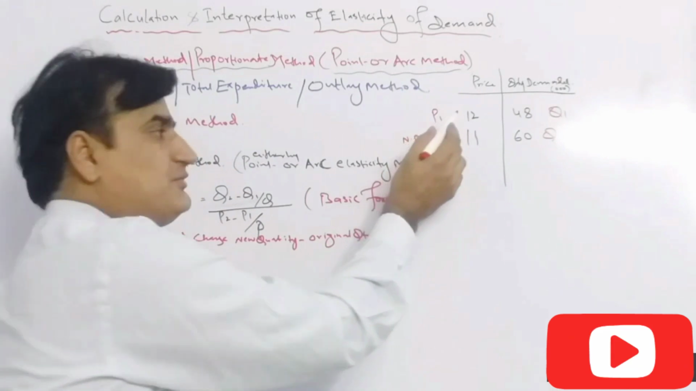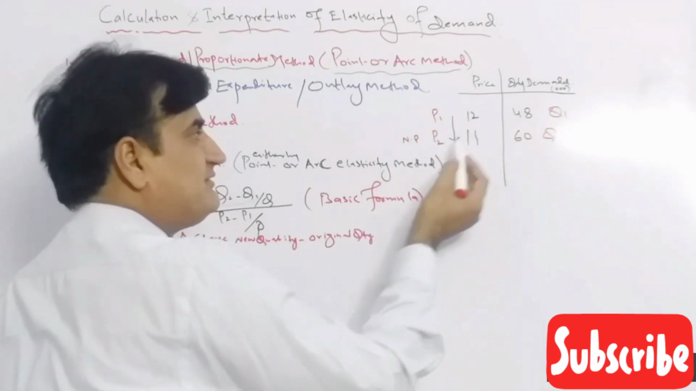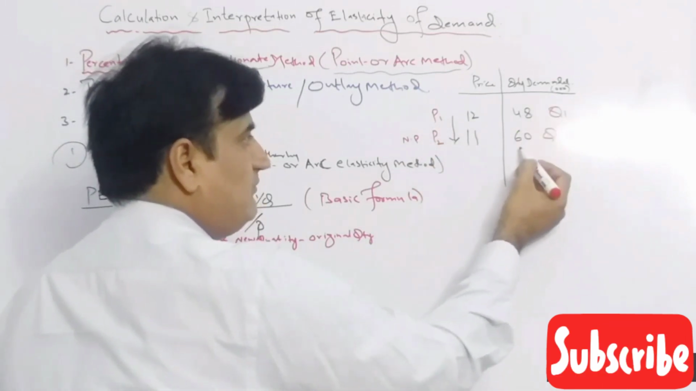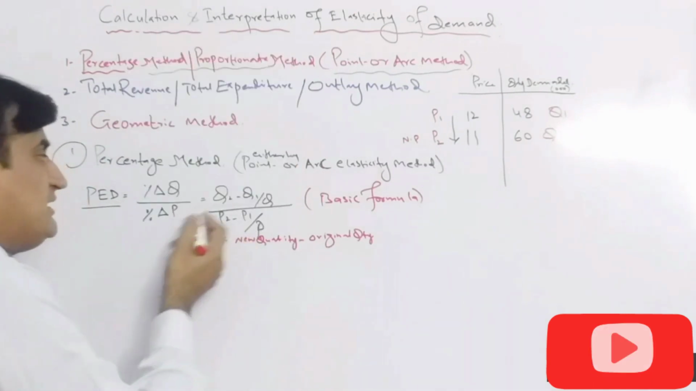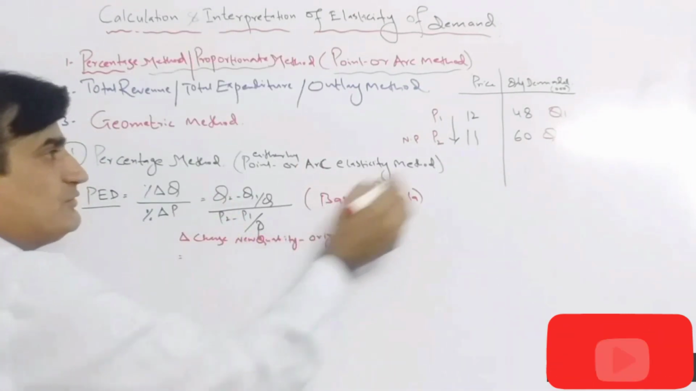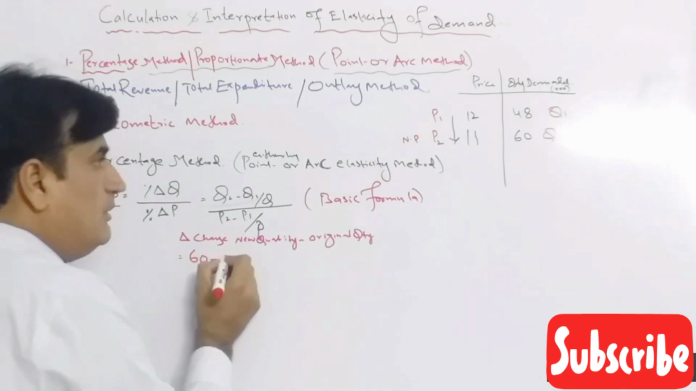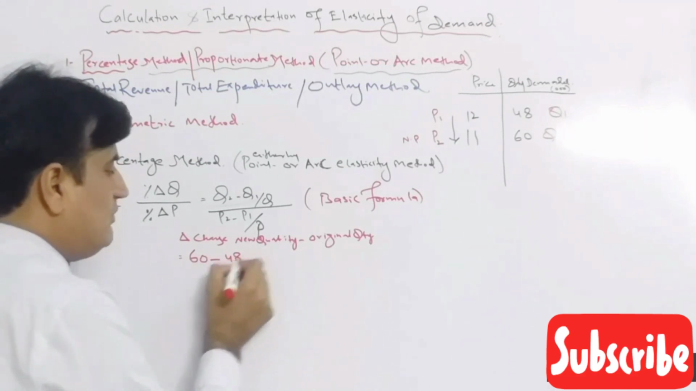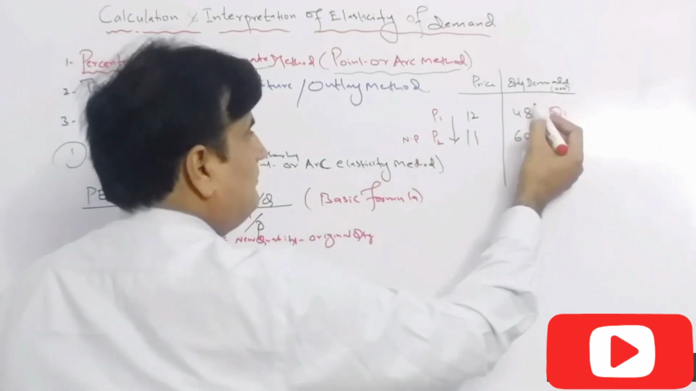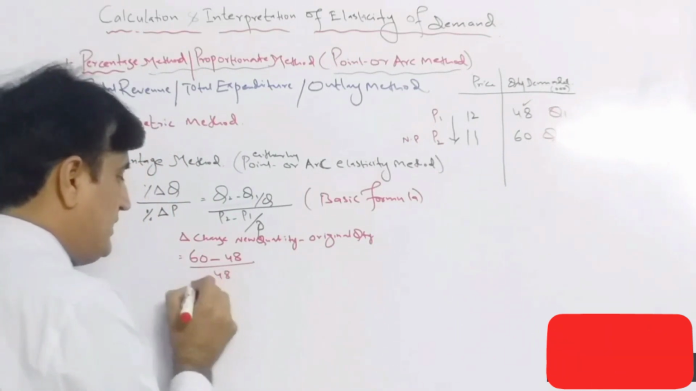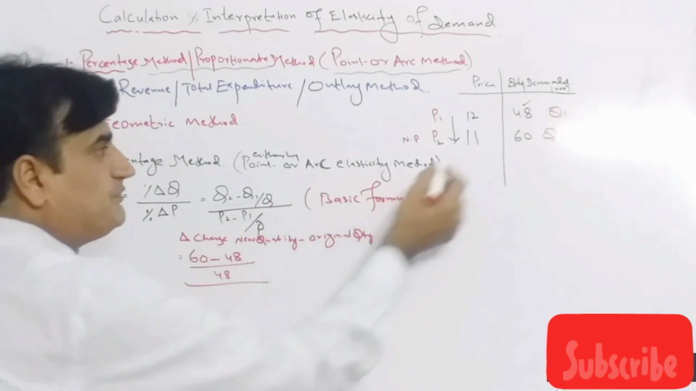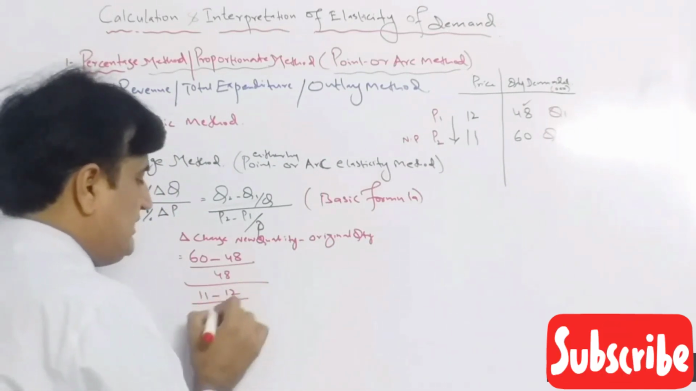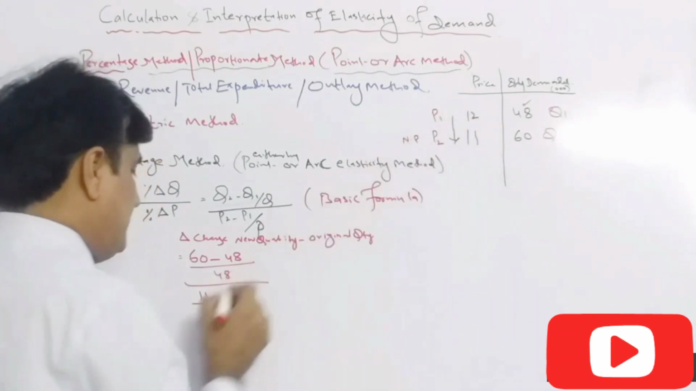Initially the price was 12 and the quantity demanded was 48,000 units. When the price decreases from 12 to 11, the quantity demanded increases from 48 to 60,000 units. So we can calculate the elasticity by using this formula. Q2 is 60 minus Q1 is 48, divided by the original quantity, which is 48, divided by P2, which is 11, minus 12, divided by the original price, which was 12.